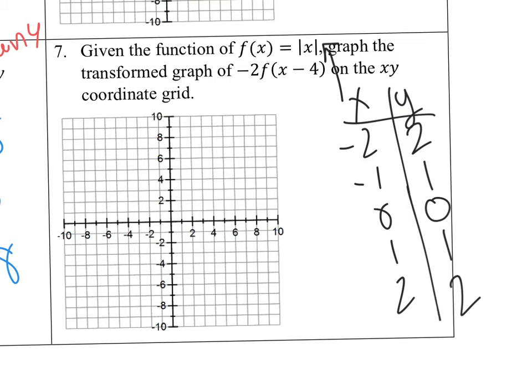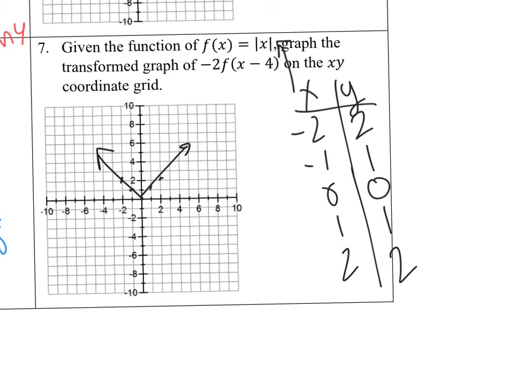So -2, 2 is right here. -1, 1, 0, 0, 1, 1, 2, 2. So this is kind of like a quadratic, but it's the graph that comes to a point. I'm hoping this looks familiar to you. Okay, now let's perform our transformations. Hey, I got an a value this time. Same idea, multiply it to the y values. Nothing's different, just the parent function, okay? But the rules still apply.